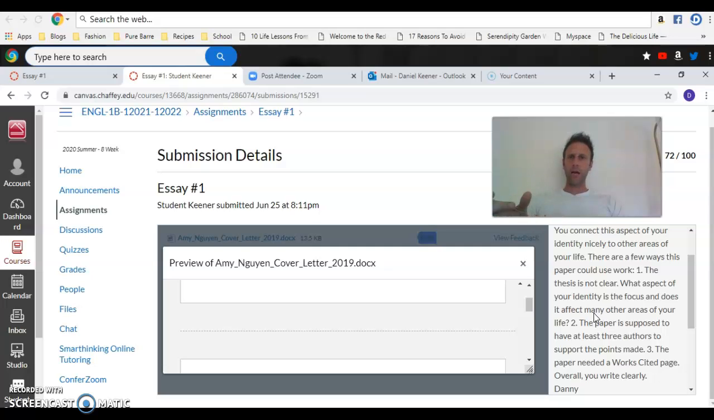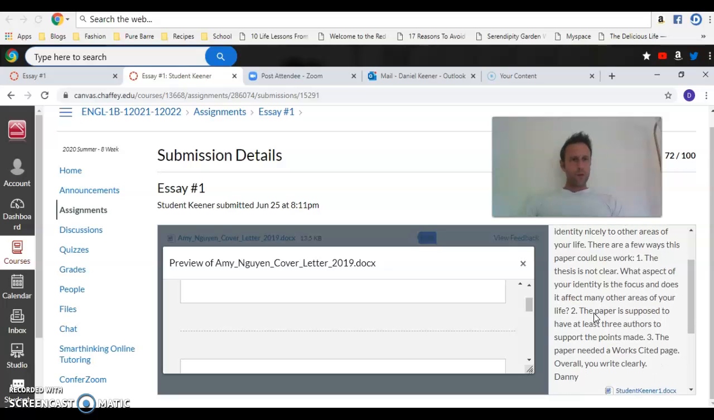But a lot of people forgot to use like Plato or Bacon or Rousseau or Tzu. But anyway, and then I'll say something like, the paper needed a works cited page, and then I'll end on a positive note as well. But you write very clearly overall.